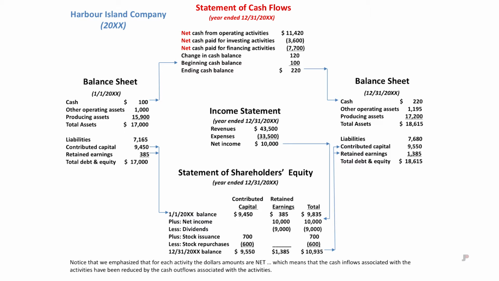Notice that we emphasize that for each activity, the dollar amounts are net, which means that the cash inflows associated with the activities have been reduced by the cash outflows associated with the activities. A positive number, as in the case of Harbor Island's operating activities, means that cash inflows exceeded the cash outflows, while a negative number, as in the case of Harbor Island's investing and financing activities, means that the cash outflows exceed the inflows.